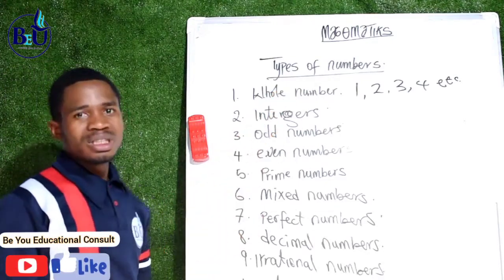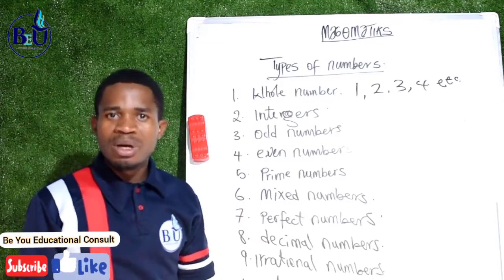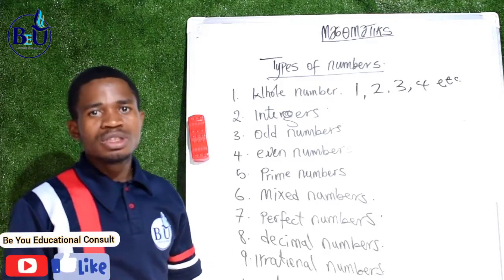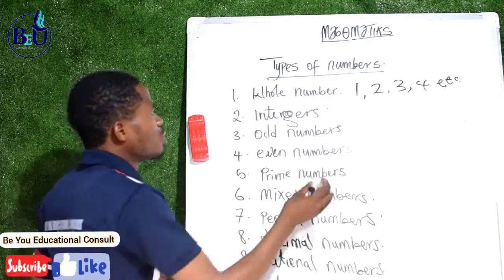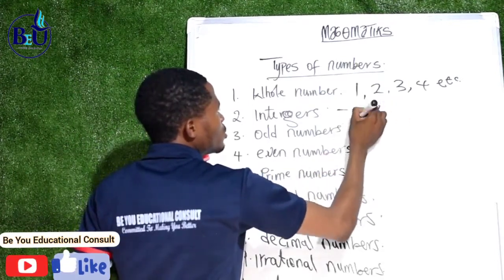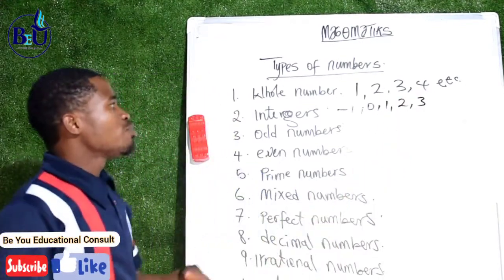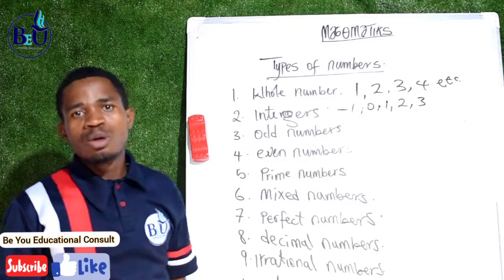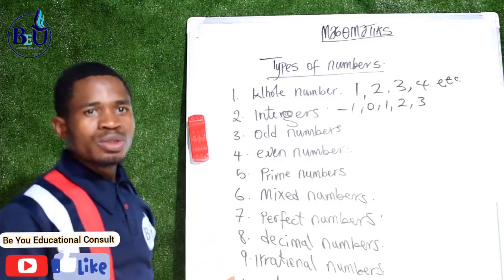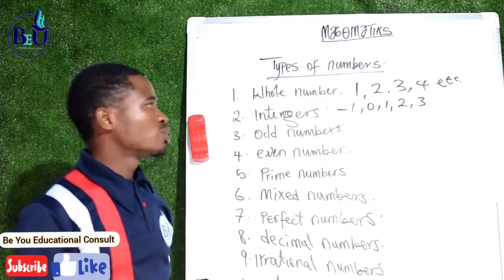Then we have what we call integers. Integers are negative numbers, positive numbers, and zero. All the negative numbers, all the positive numbers, including what? Zero. That's what we call integers. For example, -1, 0, 1, 2, 3. From the negatives to the positive numbers is what we call what? Integers. Remember in negatives that -2 is less than -1. That means -1 is greater than -2.